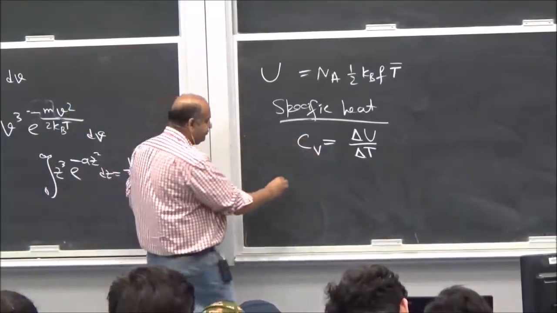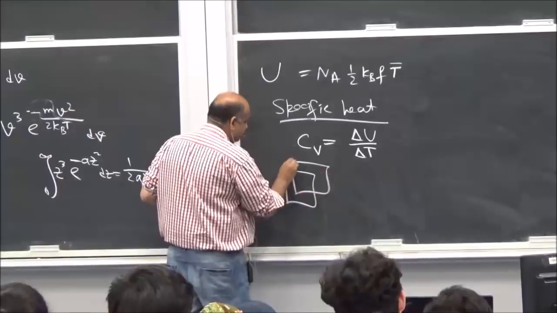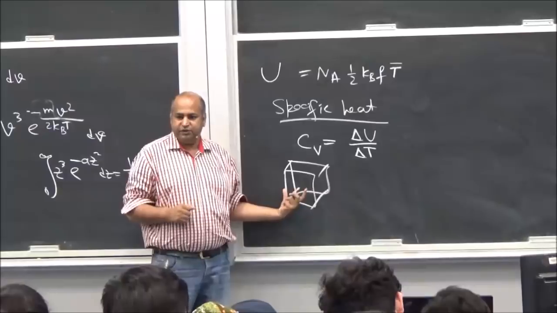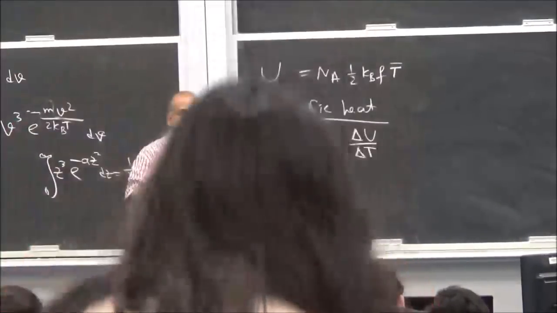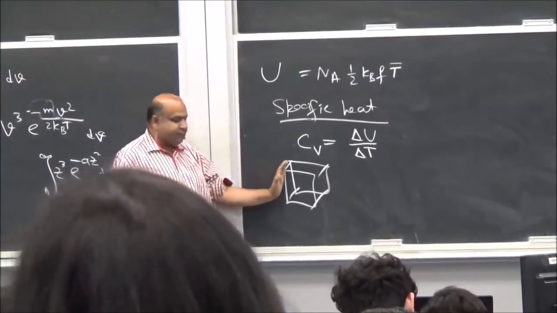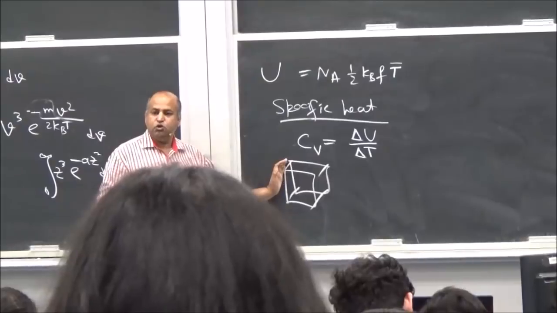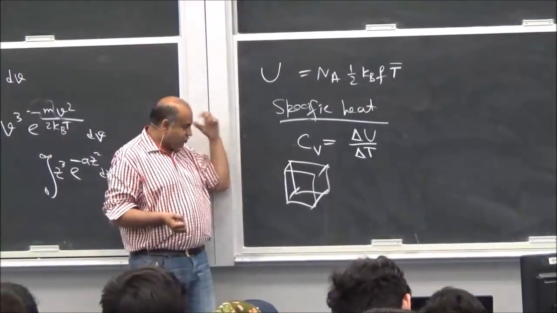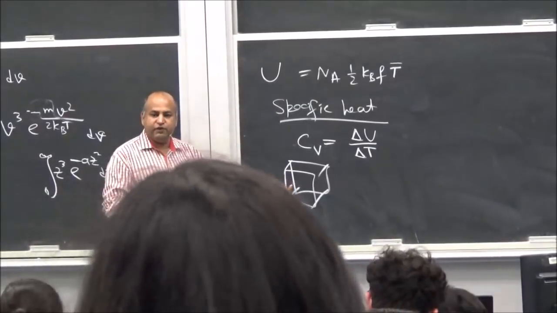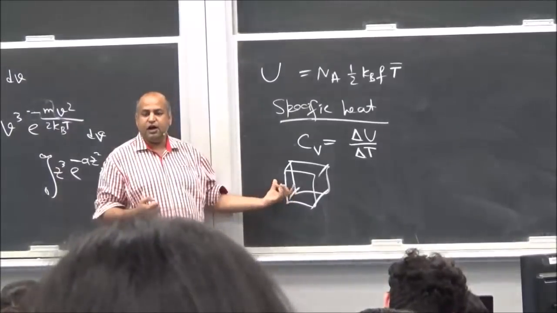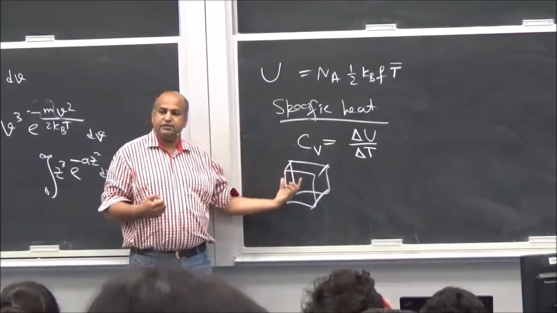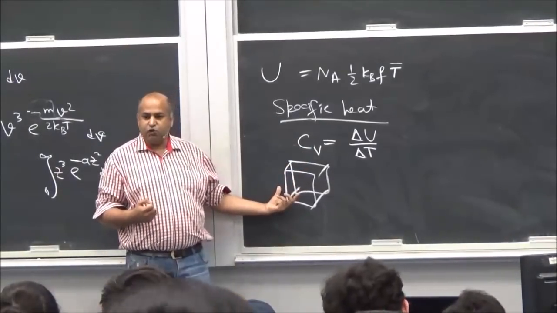So suppose you have a part of a material. It's either a gas in a container or a chunk of a material, and if you give it some energy, its temperature will change. Usually the temperature will increase. So if the temperature increases by 1 Kelvin, the amount of energy that you have given it is called its specific heat or heat capacity. And if during this process the volume remains constant, it's called heat capacity at constant volume.